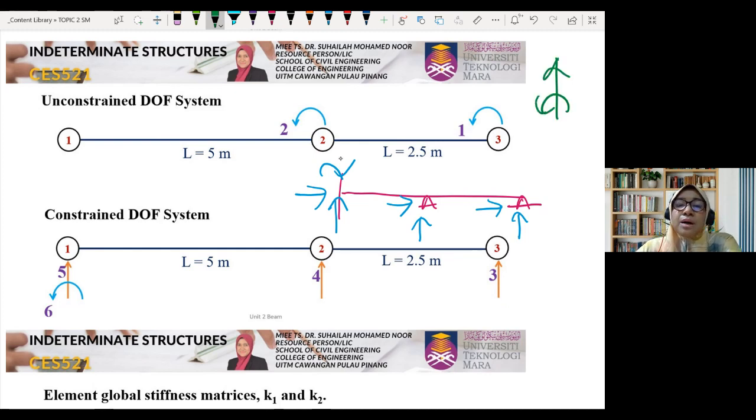It doesn't matter with this direction, because this is just the common way we put the reaction at the support. So remember that this is the sign convention that we need to refer to. We have to count only 2 degrees of freedom, which means we do not count the X direction. We will not count this.